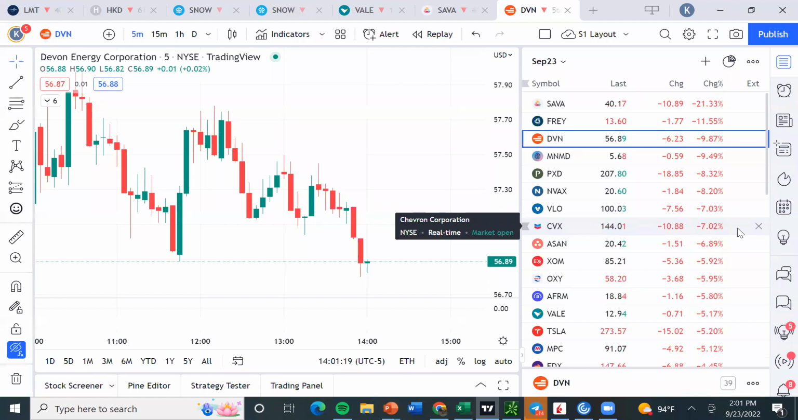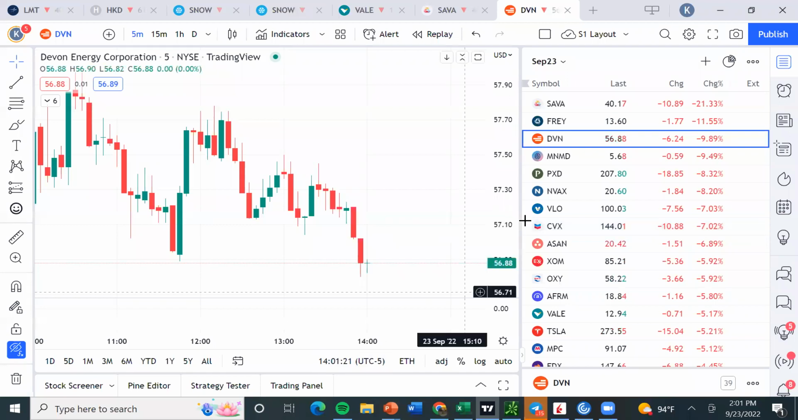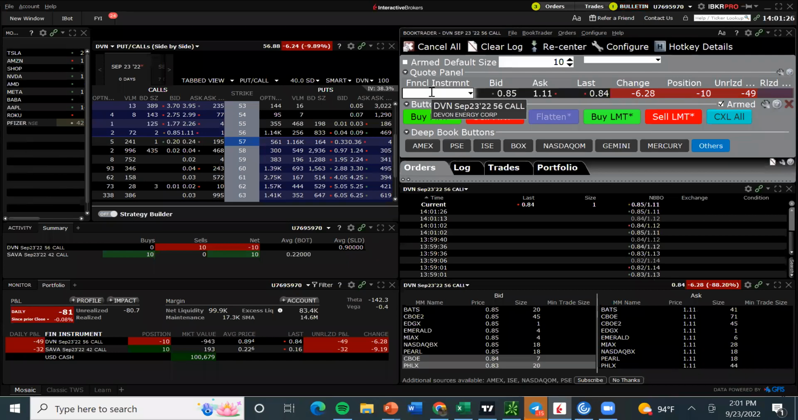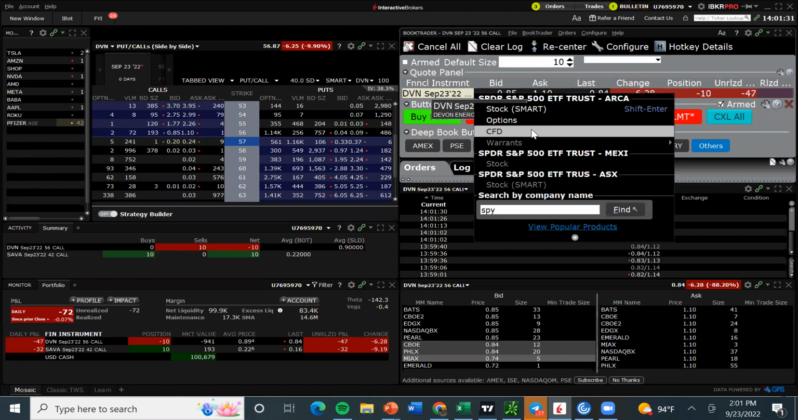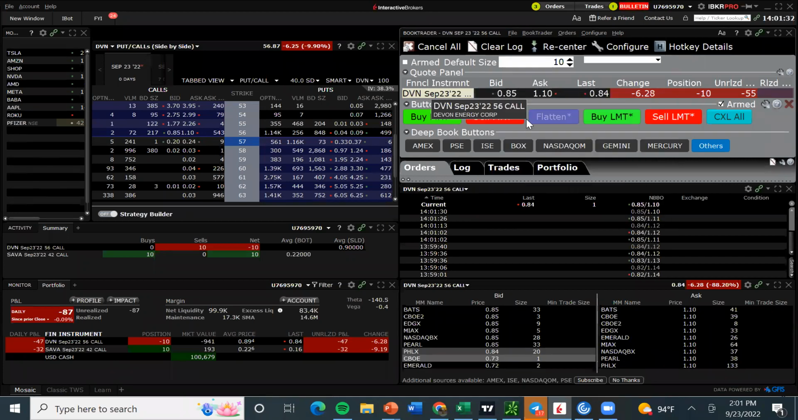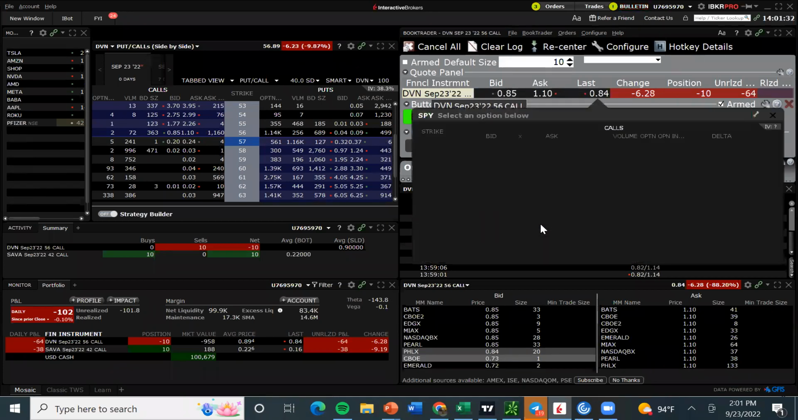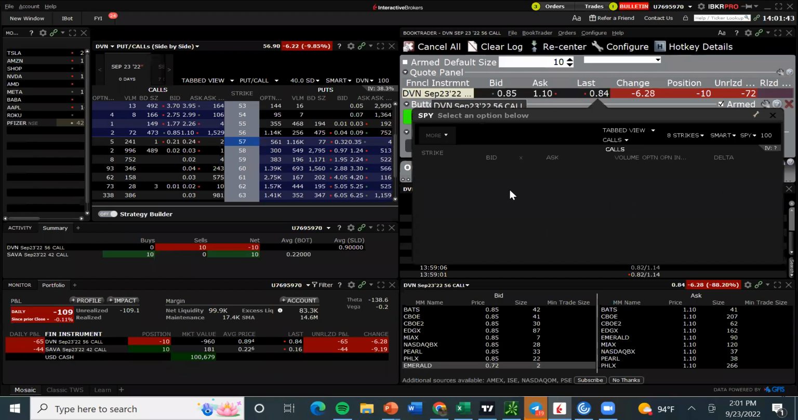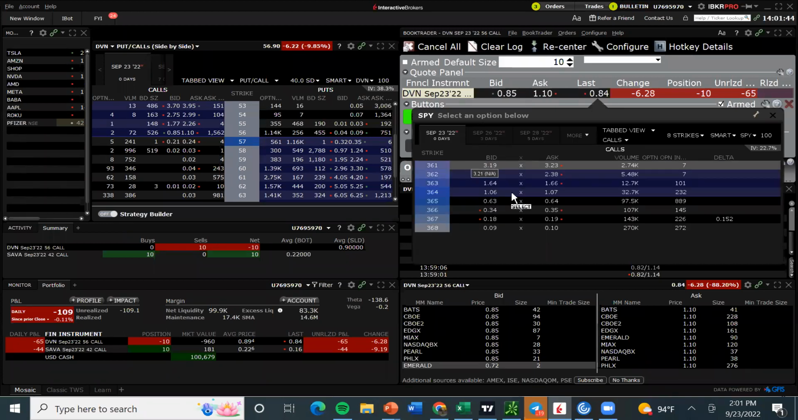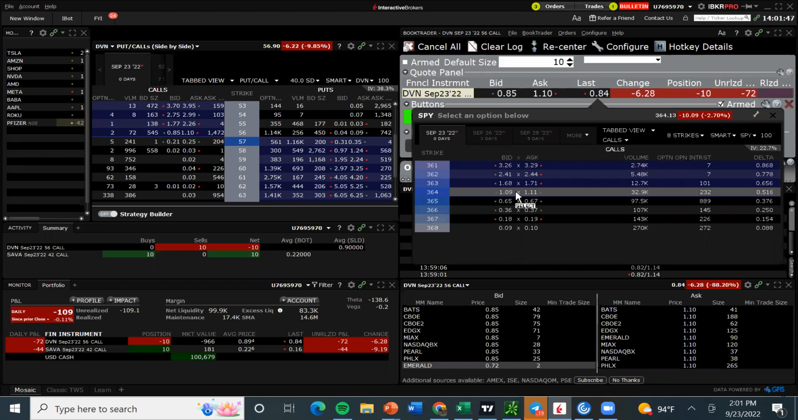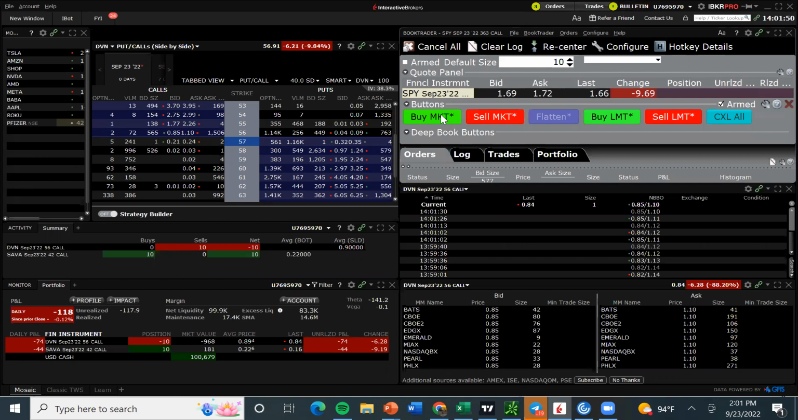It seems the SPY is moving up. We can buy some SPY. SPY, QQQ, all of them are moving. Sure, so SPY is around 364. So let me buy something which is in the money.